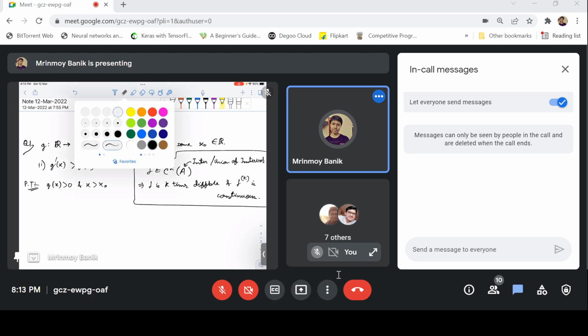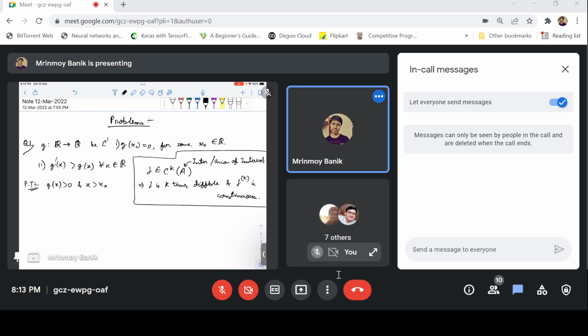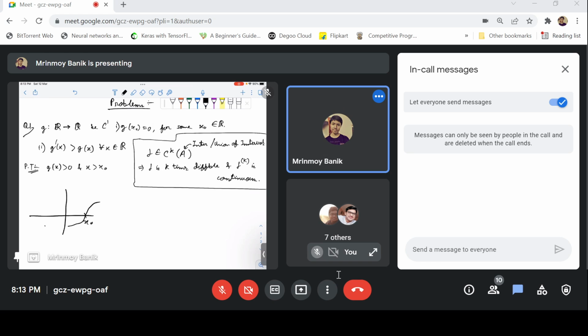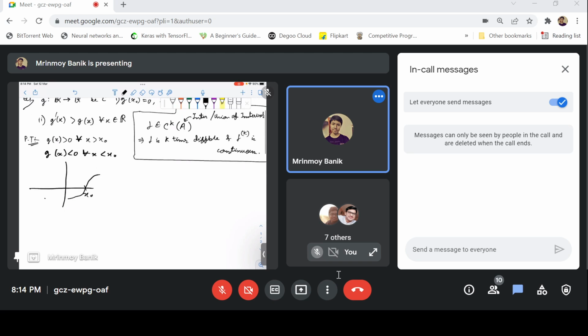Okay, so this is the problem. g(x) is some function, and it cuts the x-axis at some point x0, and g'(x) is greater than g(x) for all x in R. Over the whole domain, g(x) is less than its derivative, and we have to show g(x) is positive for all x greater than x0, and equivalently g(x) is negative for all x less than x0. So how to proceed?